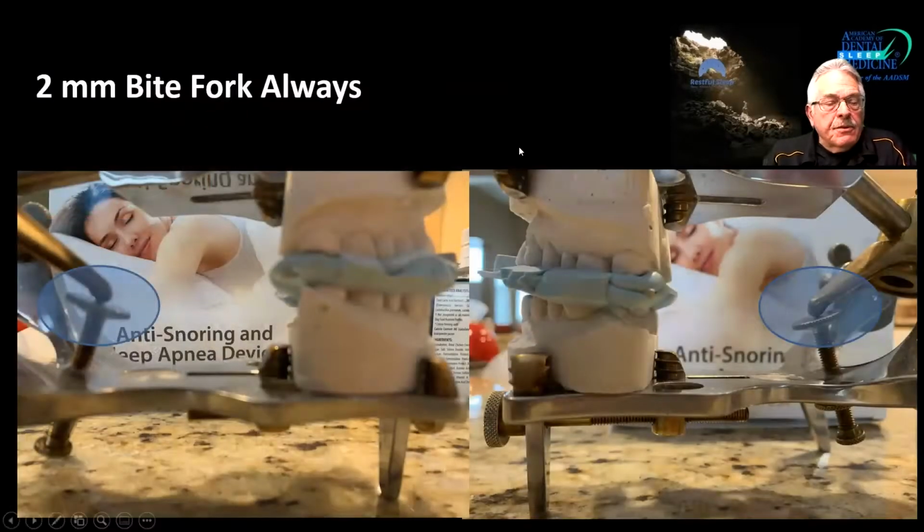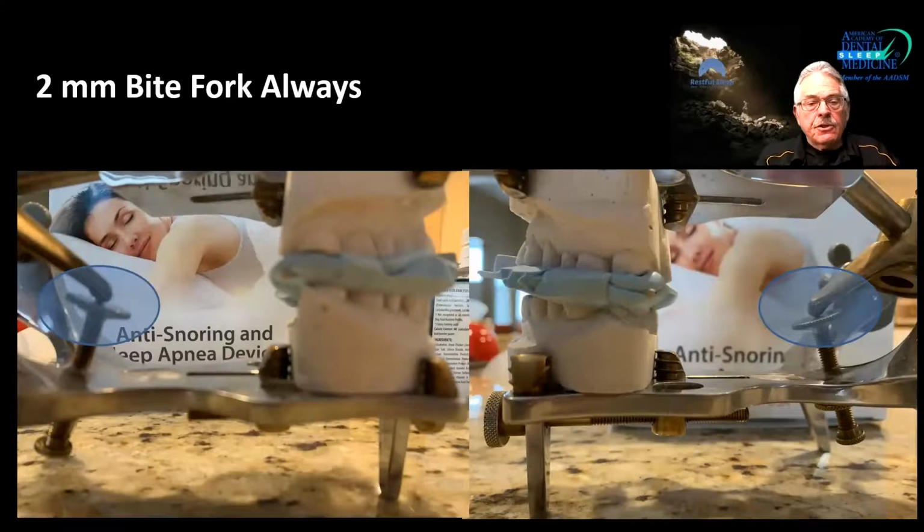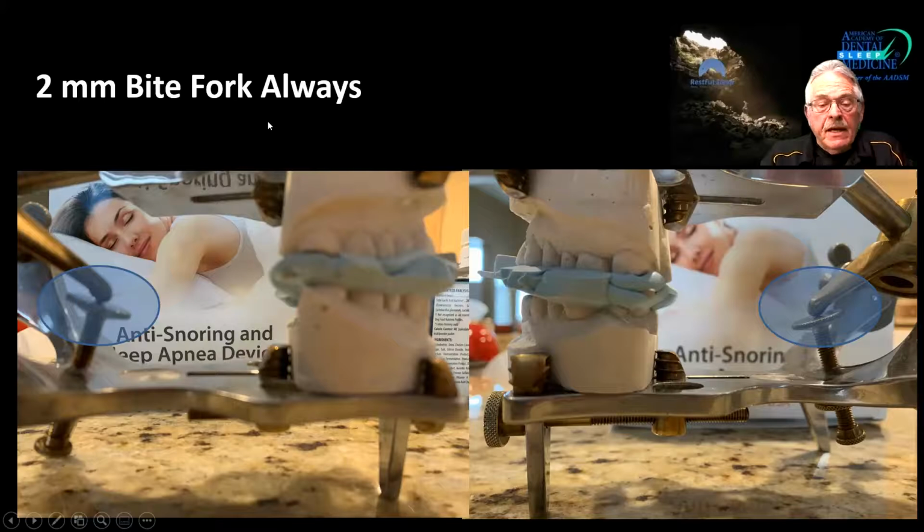So this is something that I do. I'm not saying you have to, but I think you'll understand the rationale behind why I do this with what I've already explained. I always use a 2mm bite fork, okay? Not for any other reason other than I don't want to have to make a determination how much room am I going to need to put this appliance in, and then I get too much, and then the lab makes a big, thick appliance, and then I've opened the patient up with more vertical than I actually need to.